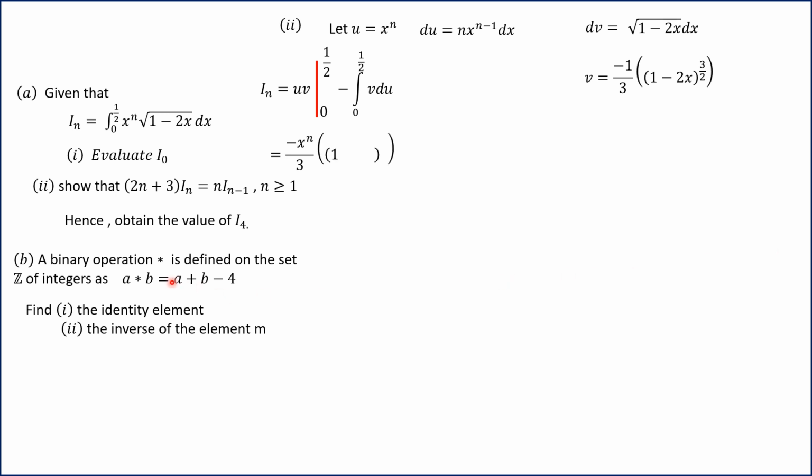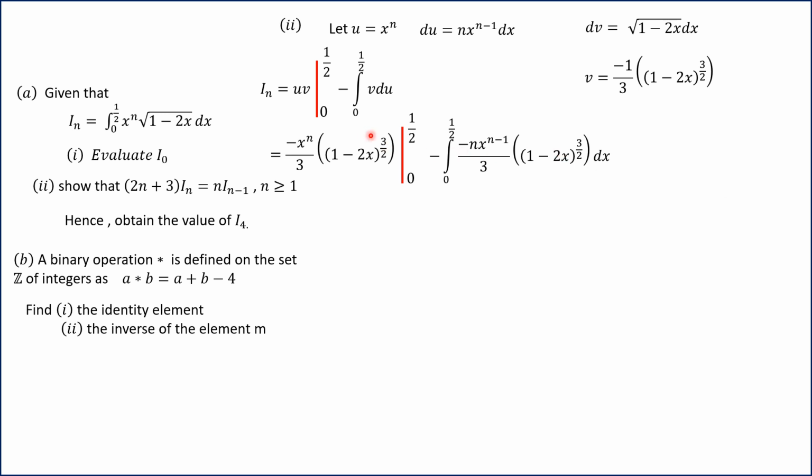Now going forward to simplify, my u is multiplied with my v, it produces this term, negative x to the power n divided by 3 times what you have inside here, and then minus, put the limits, and we're going to have minus the integral from 0 to half of v. This is v here. I copy and paste, multiply it now by what? This n x to the power n minus 1 dx. That is my du. So when I replace it, I have that.